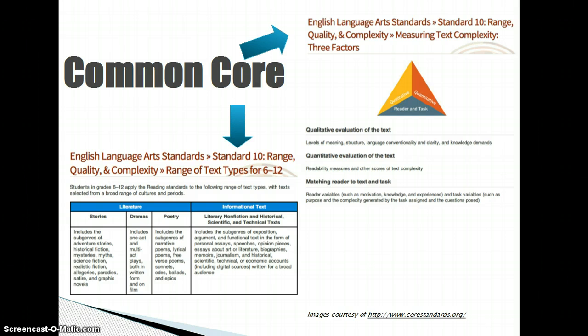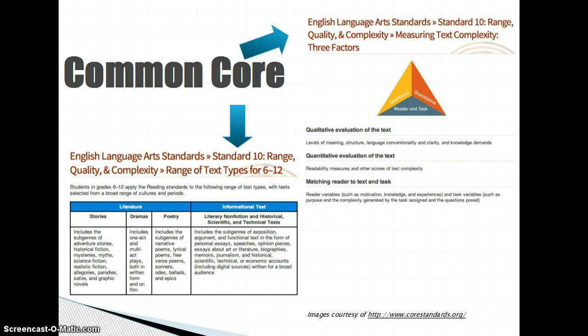So there are 3 measures of text complexity for a book. You have the qualitative evaluation of the text, the level of meaning, structure, language conventionality, and clarity, and knowledge demands, the quantitative evaluation of the text, readability measures and other scores of text complexity, and matching reader to text and task. Reader variables such as motivation, knowledge, and experiences, and task variables such as purpose and the complexity generated by the task assigned and the questions posed.